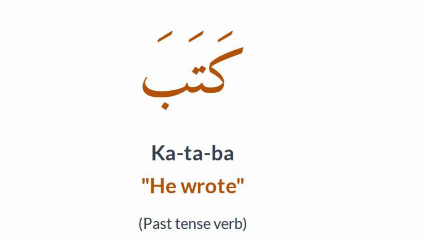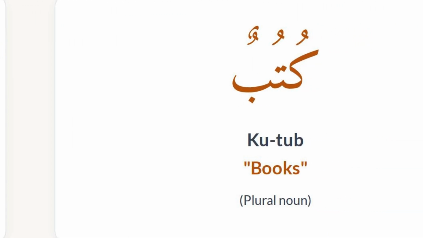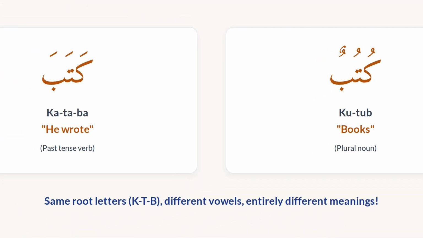As you see here, we have three letters together. From those letters, we can have three words. We can have kataba, which means he wrote, and we can have kutub, which means books. So harakat really helps you to distinguish the meaning of the word and the right pronunciation of the word.